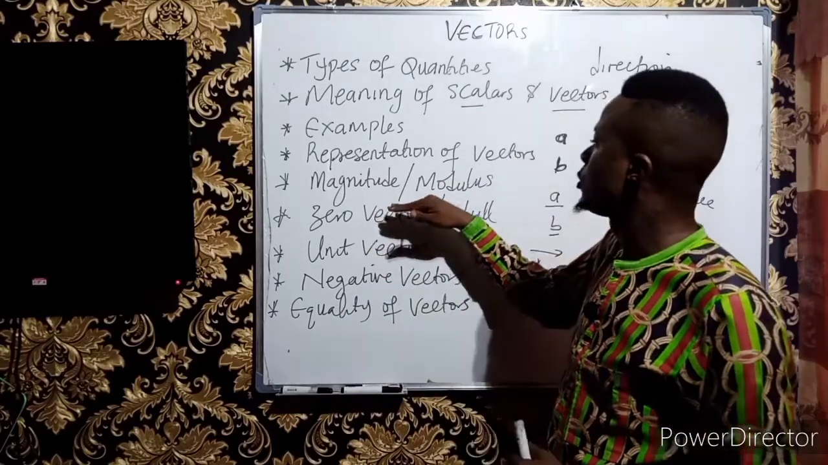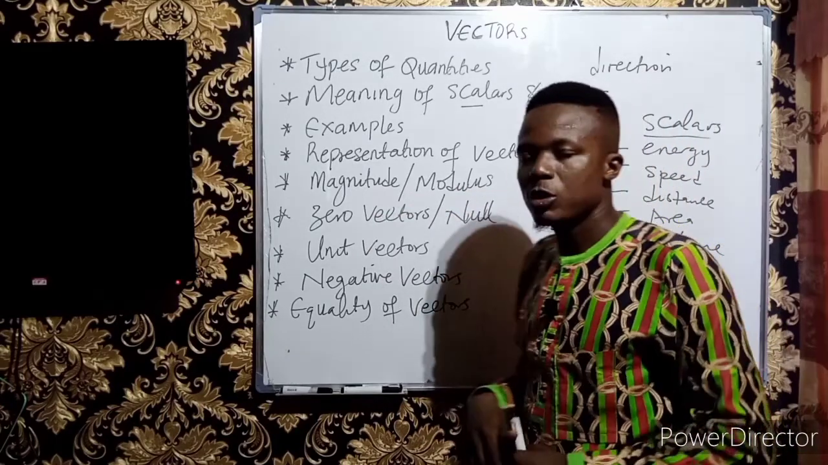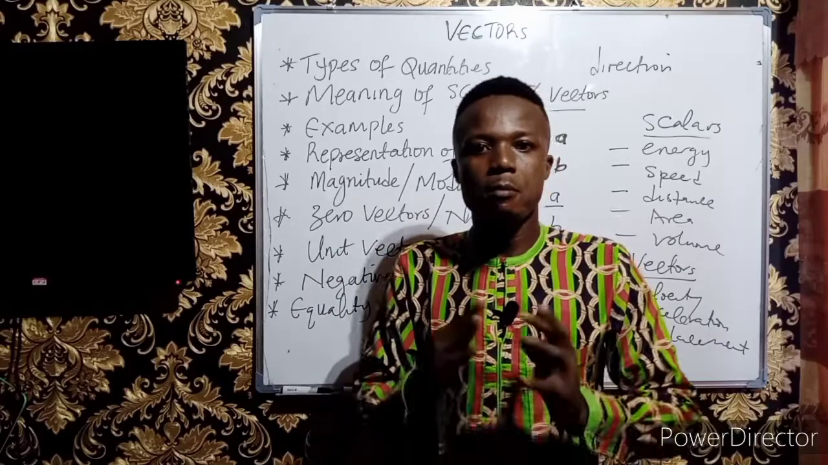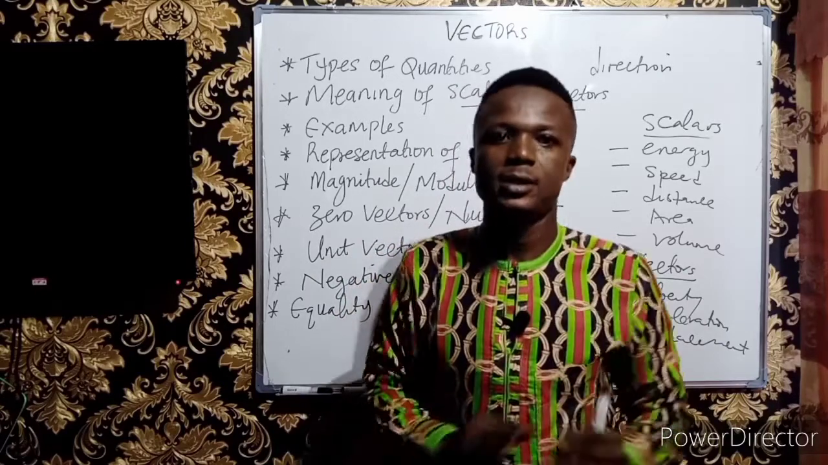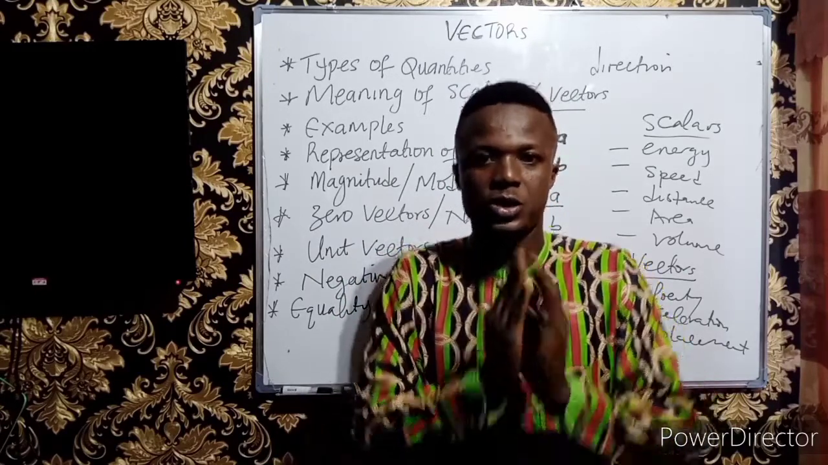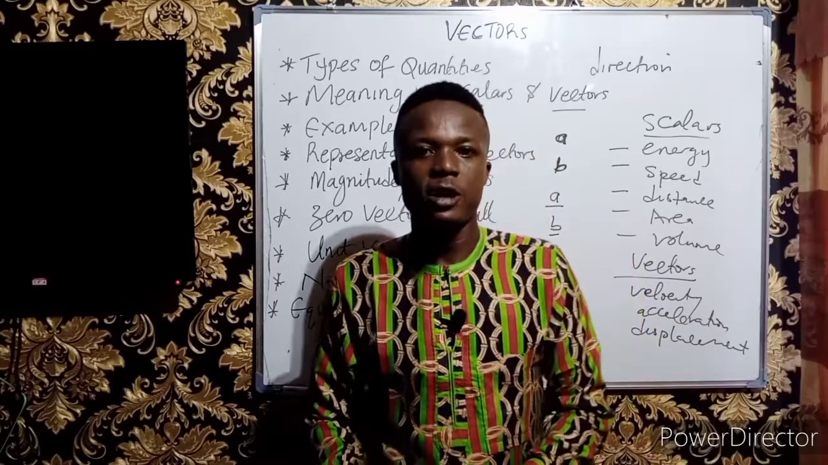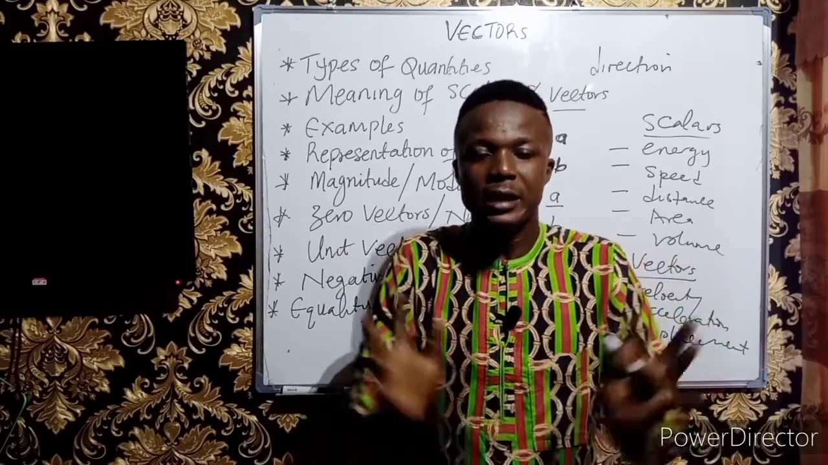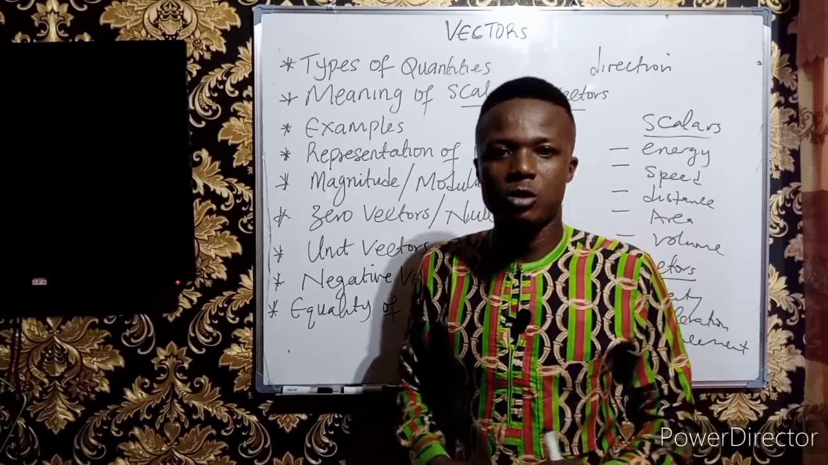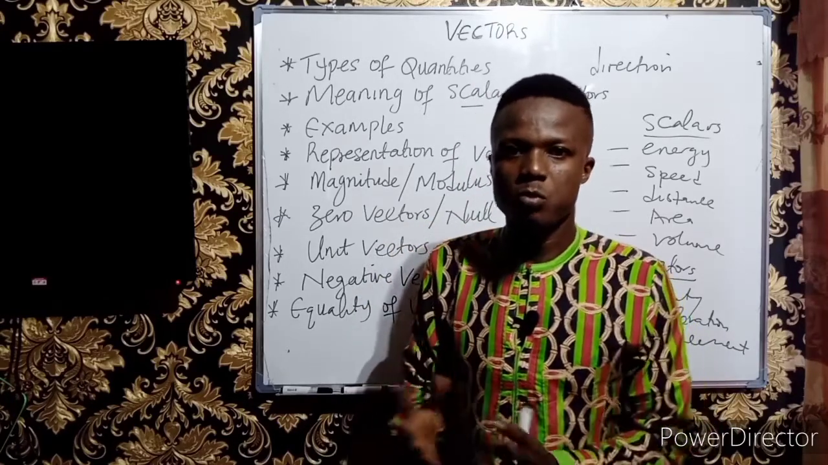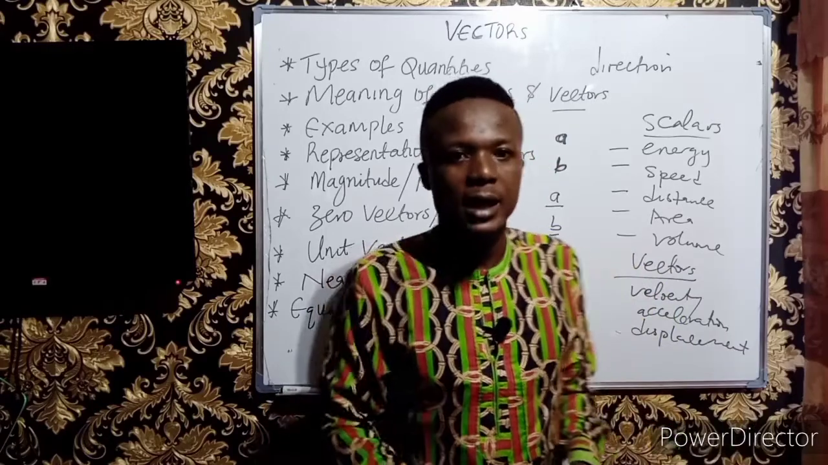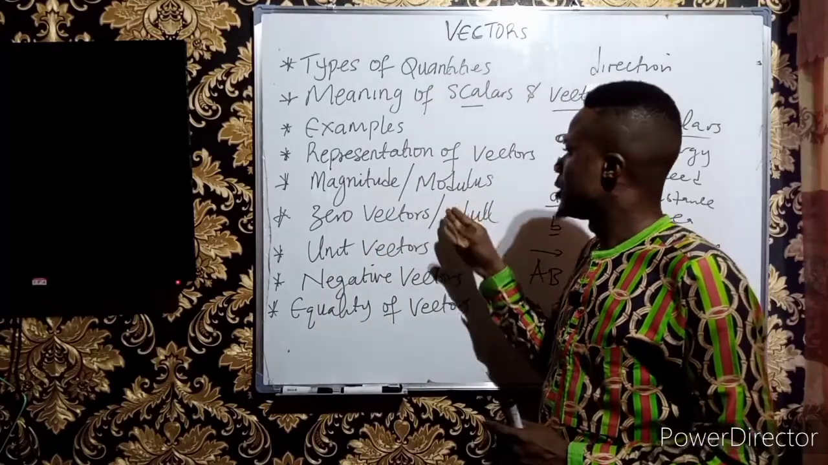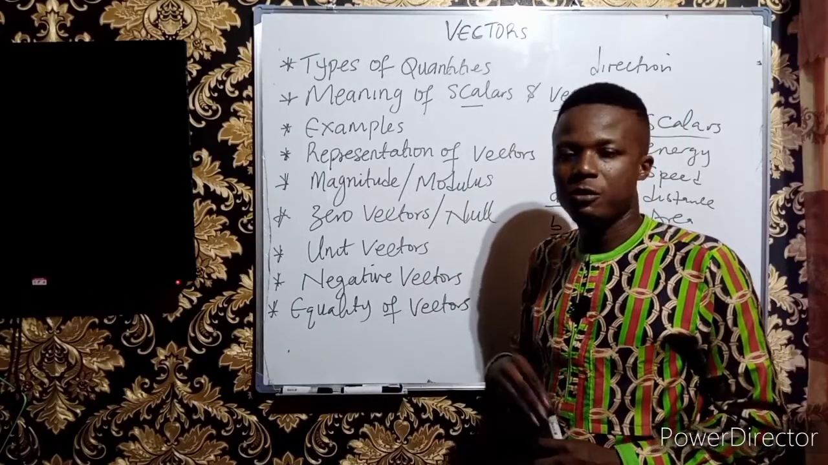We have another thing called the magnitude or the modulus of a vector. What do we mean by magnitude of a vector? From the name, magnitude is just size. So the length of a vector is just the magnitude of that vector. The size of the vector will give us the magnitude, because magnitude is size. Another name that can replace magnitude is modulus. So modulus is another name for the magnitude of a vector.